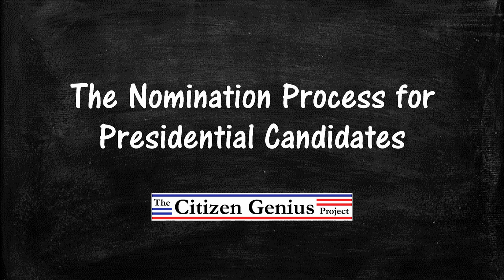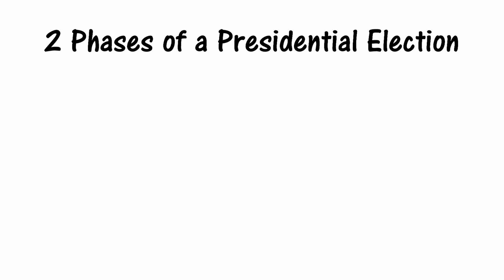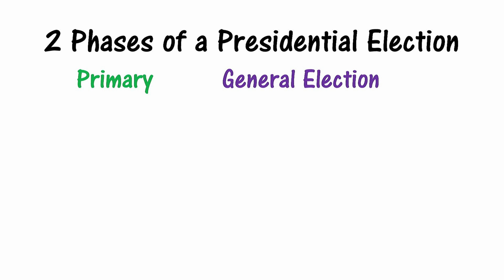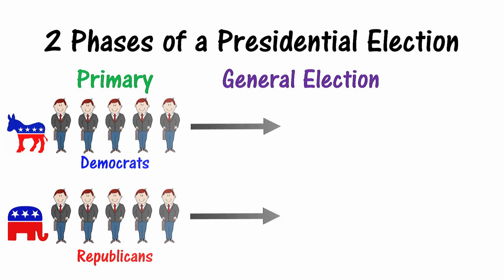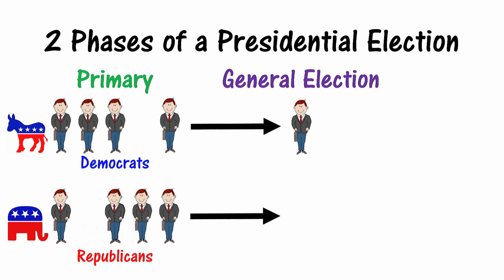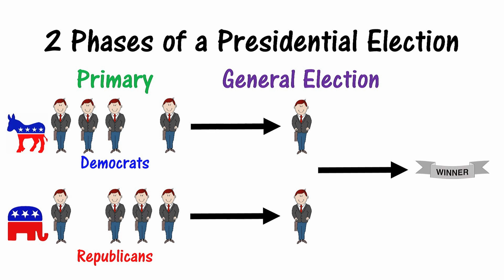The nomination process for presidential candidates, presented by the Citizen Genius Project. There are two main phases of a presidential election, the primary process and the general election. The primary process is when each political party selects a candidate to represent the party in the general election. And the general election is when candidates from multiple political parties compete against each other to become president.